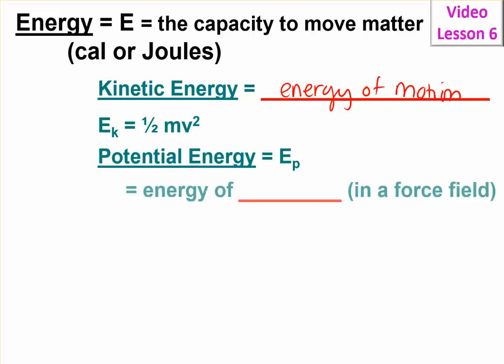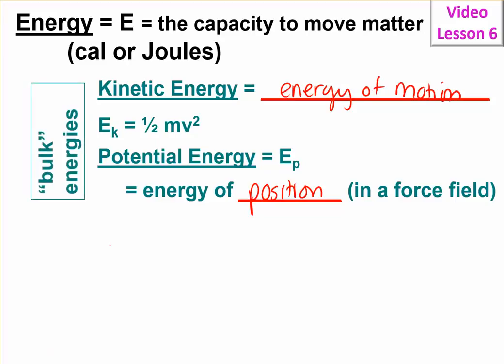And potential energy is the energy of position within a force field. And a lot of times, especially in physics, you're talking about position as far as being up off the ground. That has potential energy based on the force field of gravity. So these two, I'm going to differentiate from the energy of chemicals by calling these bulk energies.